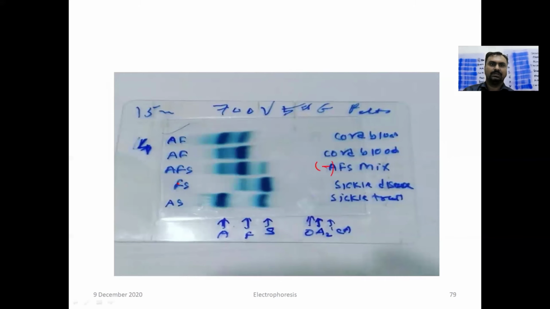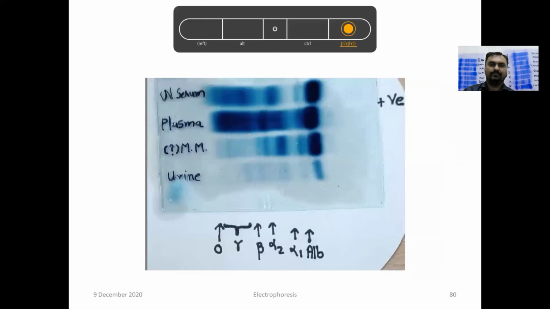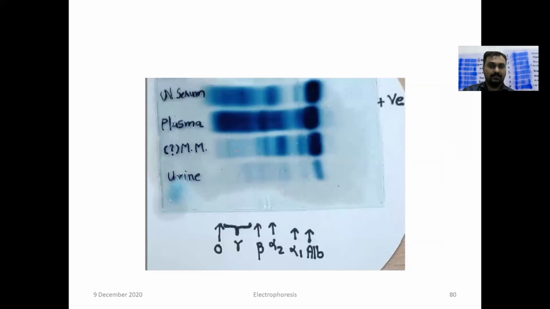Again, here there is a negative charge and a positive charge, and molecules will move towards this side. If you see bands in the A and S region, there is sickle trait. If you see a band only in the S region, that is sickle disease. This is the master mix of A, F, and S, and this is cord blood containing adult and fetal hemoglobin. So we can separate the hemoglobins, separate the molecules, and diagnose the disease.